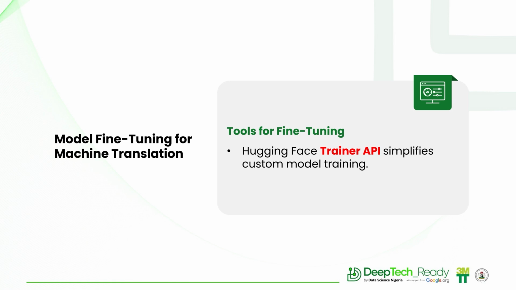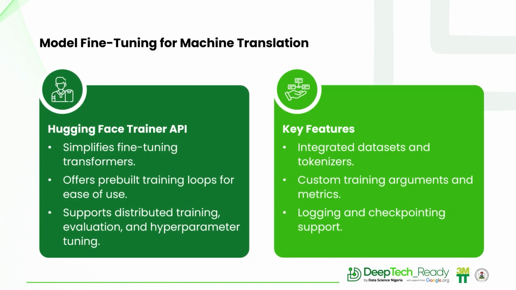The Hugging Face Trainer API is a powerful tool that simplifies the fine-tuning of transformer models. Instead of writing custom training loops from scratch, the Trainer API provides pre-built training loops that handle common tasks and makes the fine-tuning process much easier and faster. It also supports distributed training, allowing us to train models on multiple GPUs for faster results. It also has built-in evaluation and hyperparameter tuning capabilities for optimizing model performance.